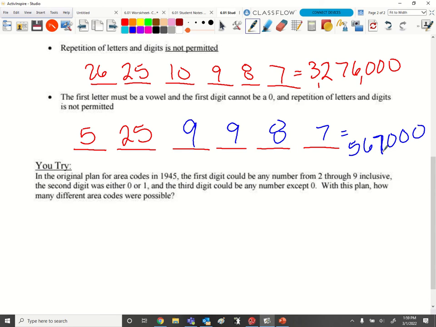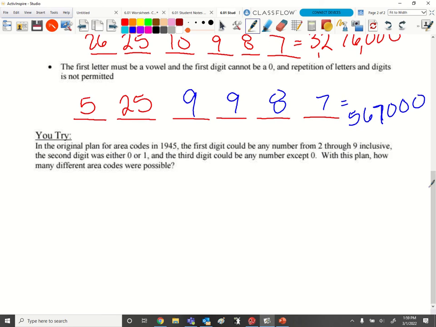All right. So now this next one is going to be kind of interesting. It's the same type of thing, but you're going to want to have a list of numbers to counteract these ones. So it says, in the original plan for area codes in 1945, the first digit could be any number from 2 through 9 inclusive. So I could have 2 through 9. What numbers can I not have? 1 and 0. The second digit is either 0 or 1. Third digit could be any number except 0. With this plan, how many different area codes were possible?